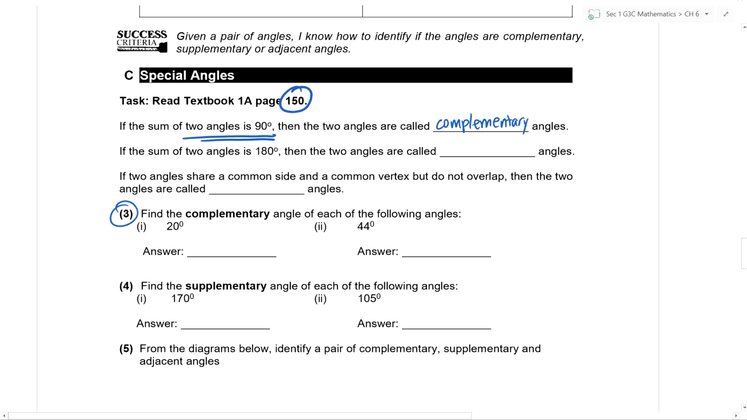So let's take a look at question 3 first. Find the complementary angle for each of the following angles. So if one of the angles is 20 degrees, what is the other angle that, when added to 20 degrees, gives us a sum of 90 degrees? That has to be 70 degrees. So we say that 70 degrees is the complementary of 20 degrees. And over here for part 2, the complementary angle for 44 degrees will be 46 degrees, because when we add them up, there is a total of 90 degrees.